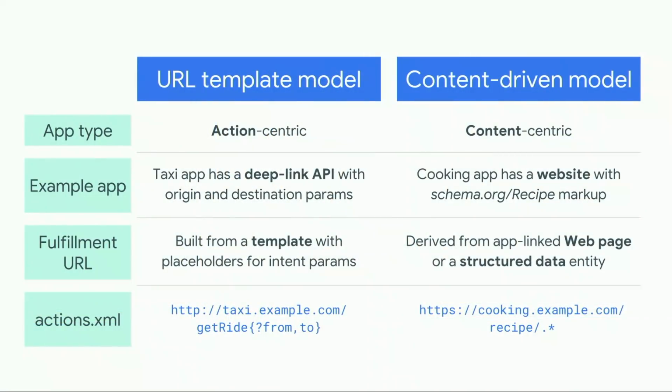So we have two models for fulfillment. In the first model, which is the URL template model, we construct the deep link URL based on the user's query parameters. And your Actions XML will tell us how to map the parameters from the built-in intent to the URL parameters. And this model is ideal for action-centric apps with deep link APIs. And in the content-driven model, we discover the fulfillment URL through your web content or the structured data that you give us. And then based on the user's query, we find the relevant content and then use your Actions XML to connect the content to the appropriate intent.